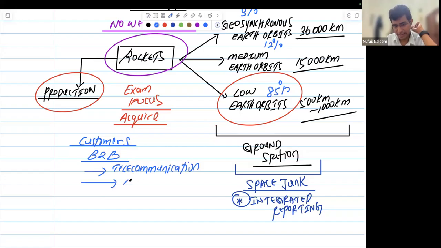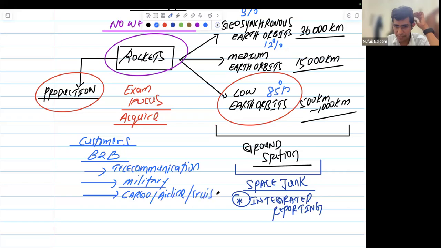Then students, military. This can come in the exam. Military may need support, but we don't have the range to go to a geosynchronous orbit, but there can be tenders coming from the government for satellite projects. So military is one more thing. And then the next one is cargo operators, and also airline and cruise operators, because they need it just for the navigation part.